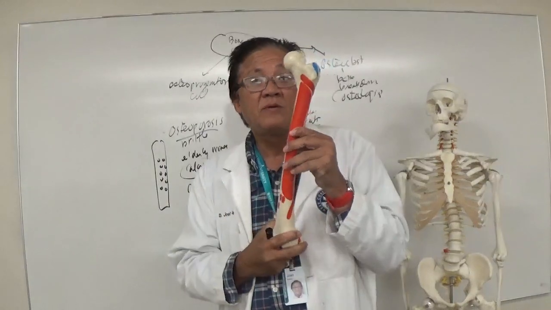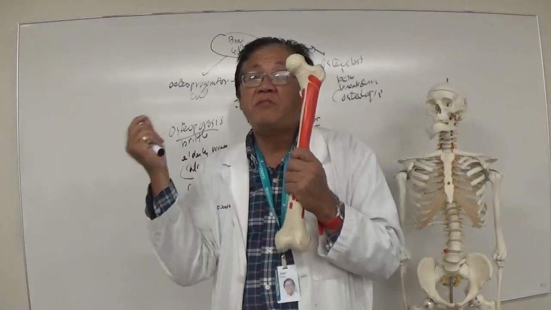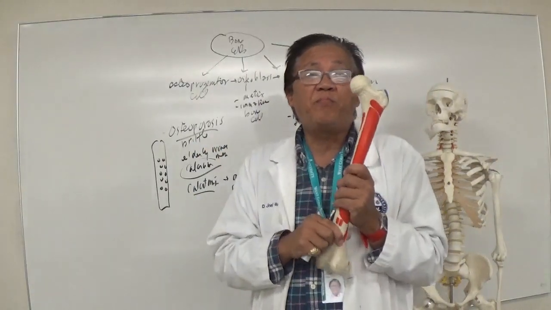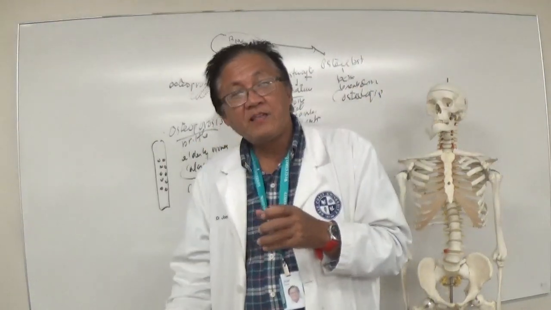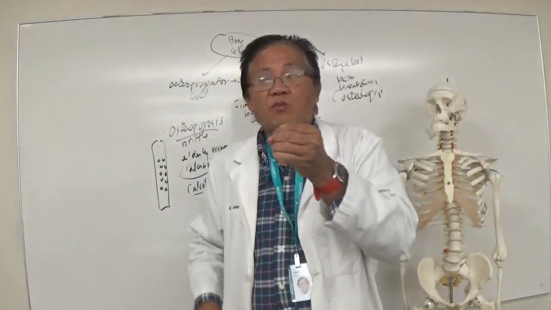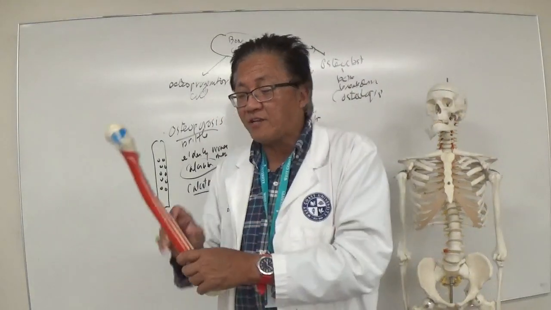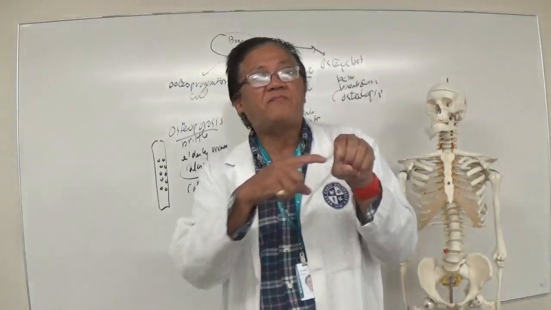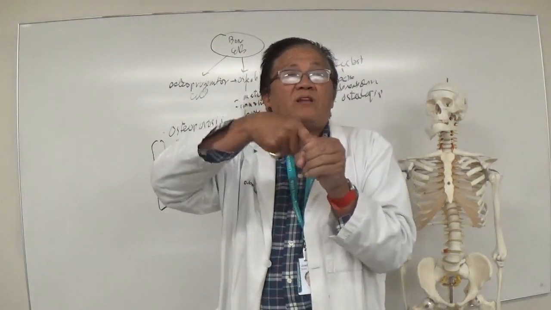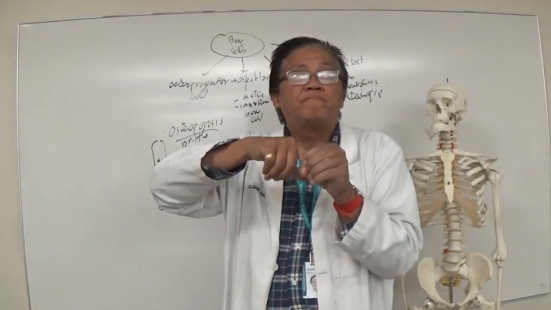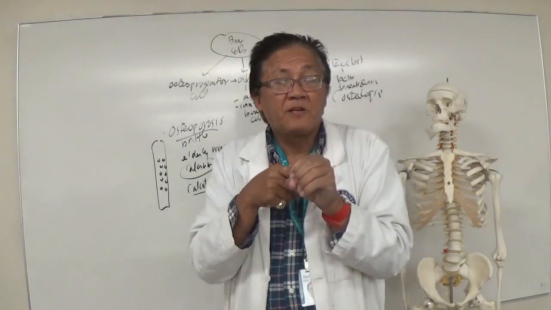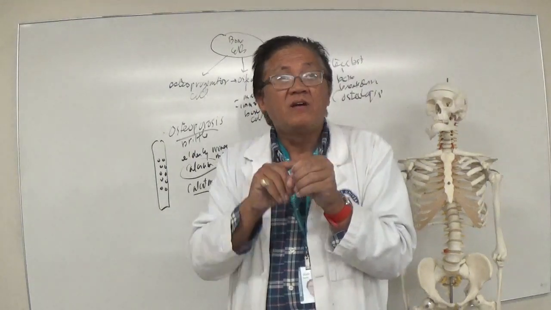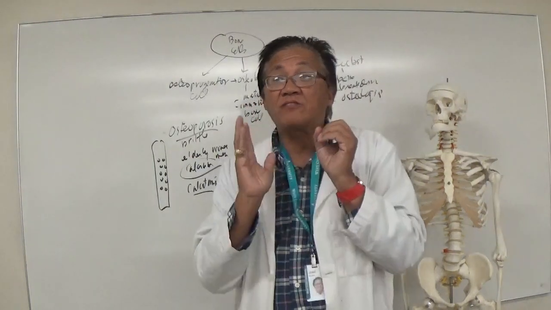With regards to the layers of the bone, what do you call the outer layer of the bone? Periosteum. What does peri mean? Around. Osteum means bone. What do you call the part of the bone in the inner aspect? If I were to cut the bone in the middle shaft portion like this, this is the bone. There is a cavity here. What is the name of that cavity? And what's the lining here called? Endosteum. So the endosteum lines the medullary cavity, while the periosteum is found outside.